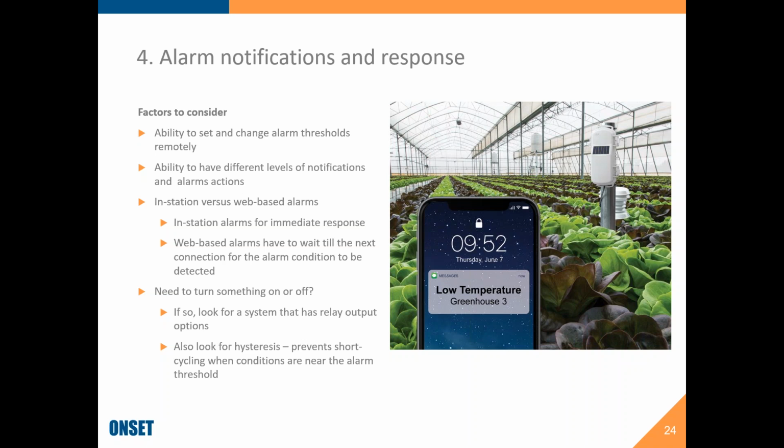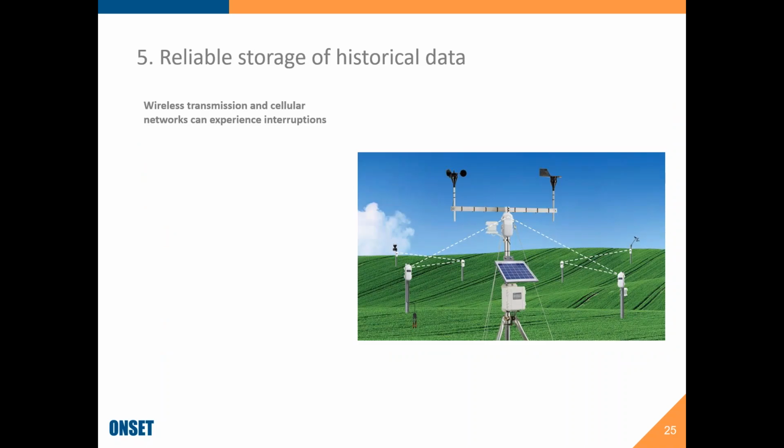We call those missed connection alarms. If that's important to you, look for a system that has that, and that can give you a notification that there's a problem, so you can get out there and repair the system so that you don't miss critical data. Even if you're a researcher, it's nice to have alarm notifications. It can also tell you if critical conditions are reached where you want to go out and make some field observations.